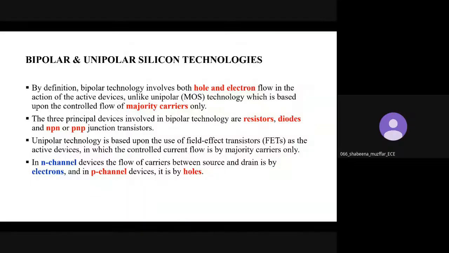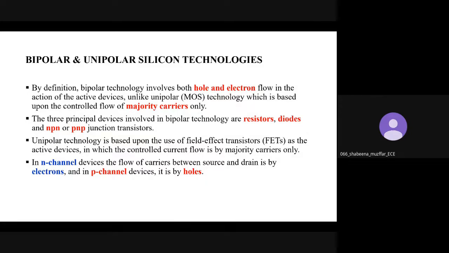unipolar devices. And we know that in bipolar devices or bipolar technologies, the conduction or the flow of the current is due to both minority carriers and majority carriers. But in MOS technology or in unipolar technology, the conduction is due to only majority carriers. The conduction is due to majority carriers only.